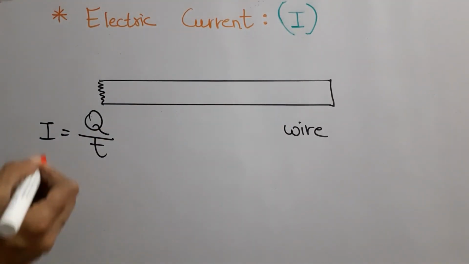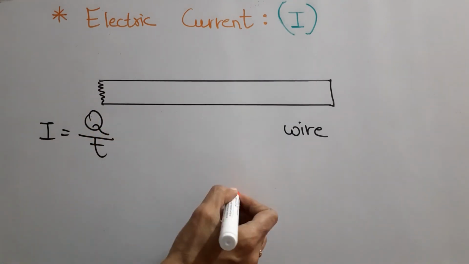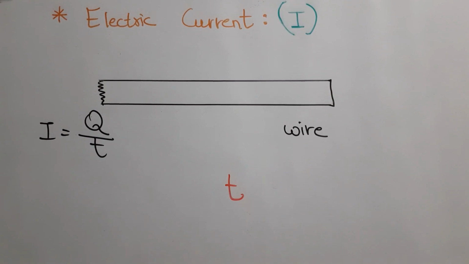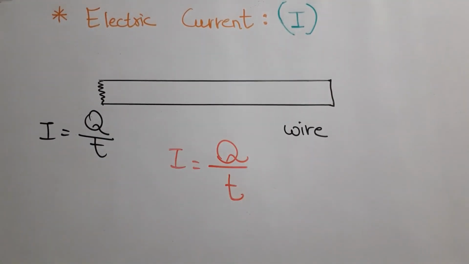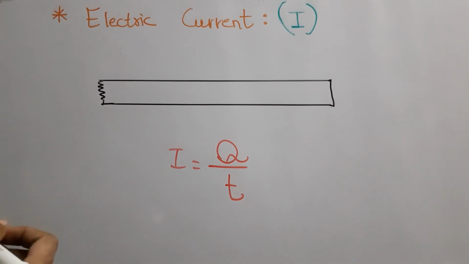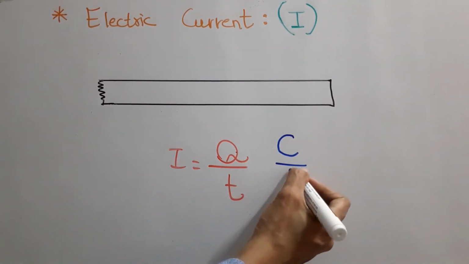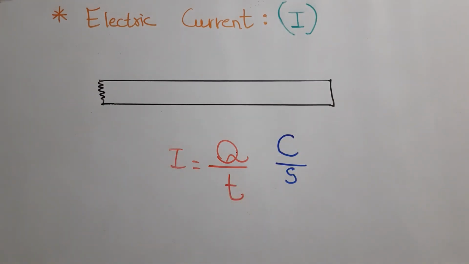So we obtained the formula current is equal to charge upon time. And in definition it is written as rate of flow of charge is called as electric current. We got the formula. Now we are going to derive the units. Charge is measured in coulomb, division sign, time is measured in second. So unit of current is coulomb per second.